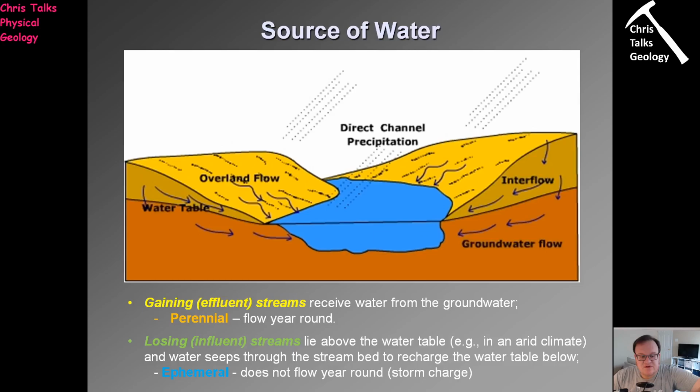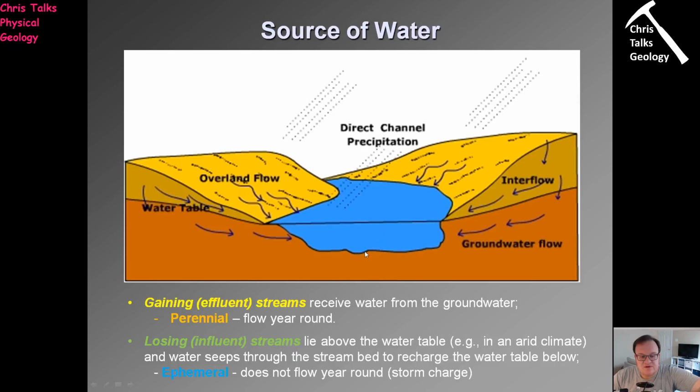So the first type of river is referred to as a gaining stream, also referred to as an effluent stream, and this kind of river receives water from the groundwater. This means it is a perennial river. It will flow all year because there is a constant supply of water coming into the river via the groundwater.